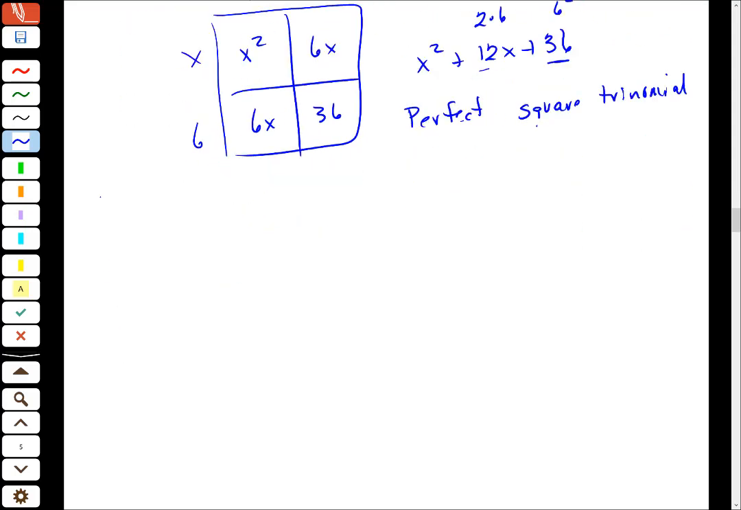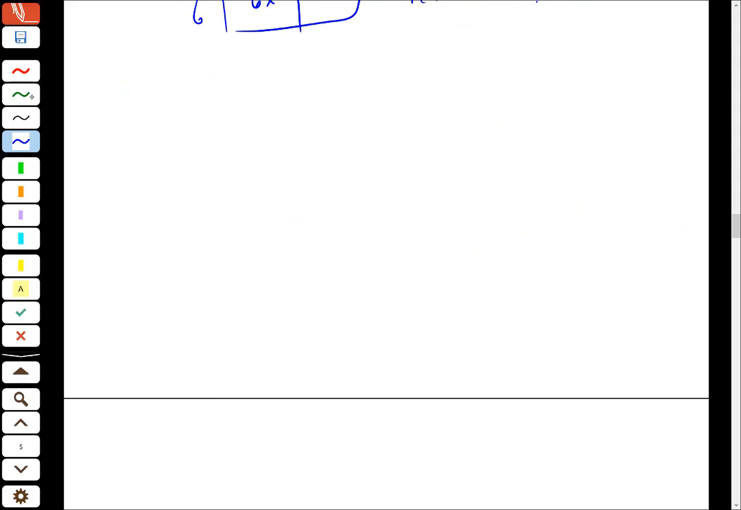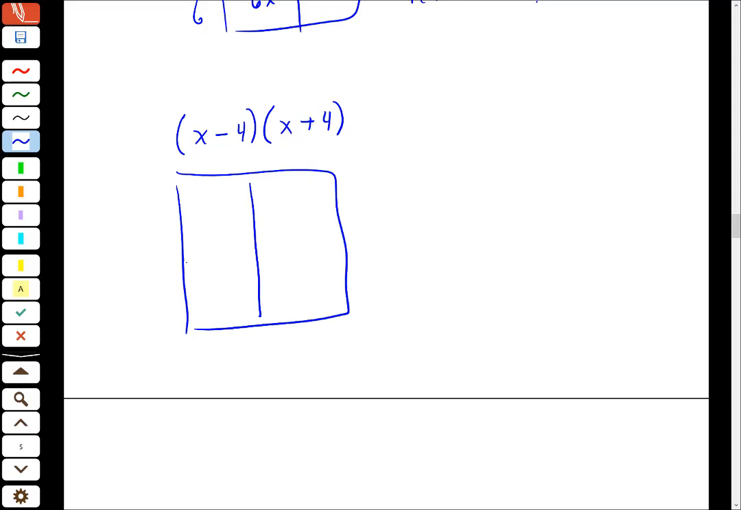Other special multiplications that you might remember, and that lead to factoring, are things like a difference of squares. So if I have x minus 4 times x plus 4, if you're doing FOIL, that's fine. I'm going to keep doing this box. I really like the box. You lessen the number of mistakes that you're making. With FOIL, you're doing a lot of stuff in your head. In the box, you just write it out.